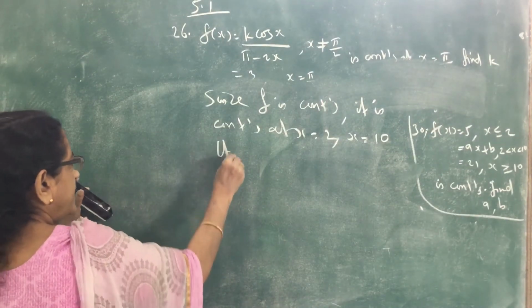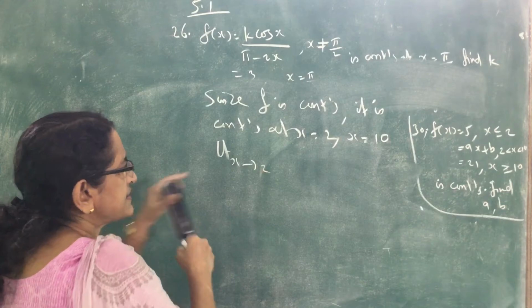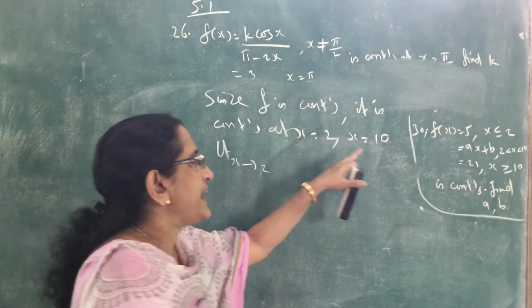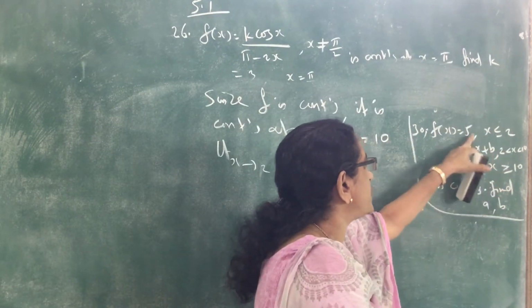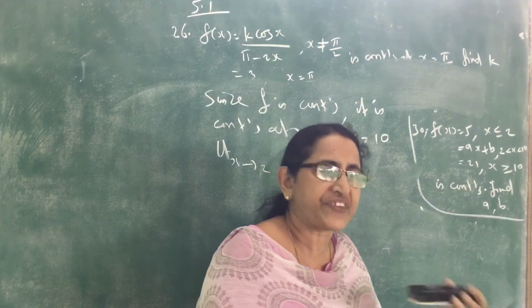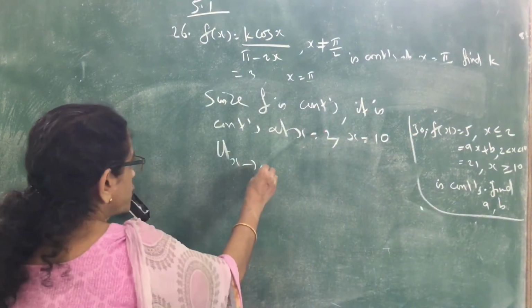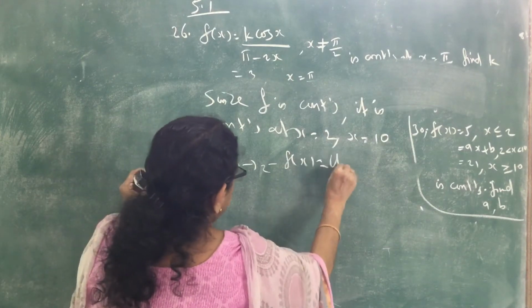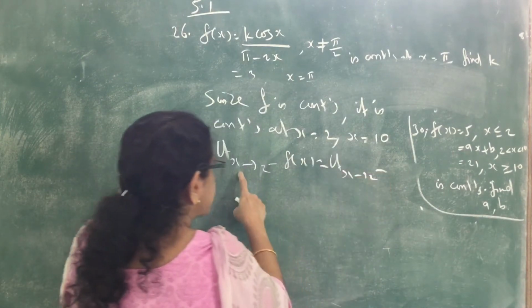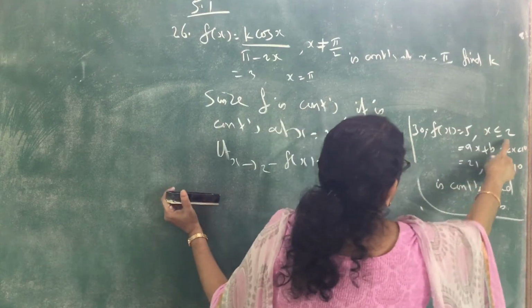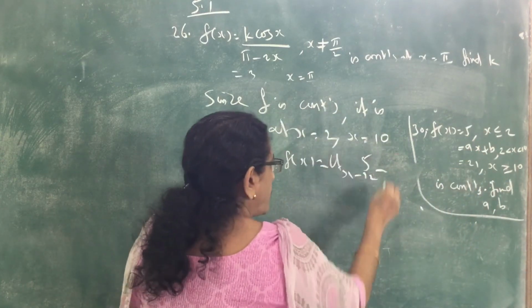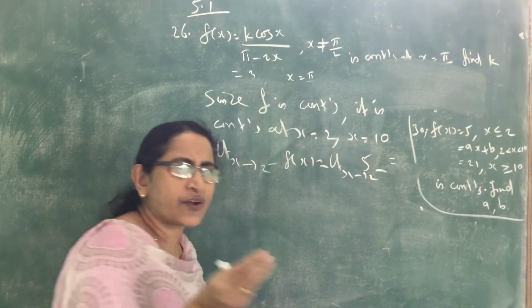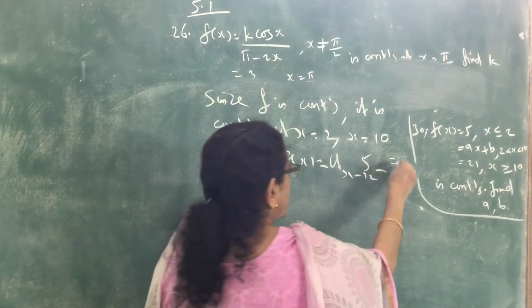Since when we consider x equal to 2, x less than 2 and x greater than 2 have different values, we have to consider both left and right limits. So limit x tends to 2 minus f of x, that is, limit x tends to 2 minus, when x less than 2, the value of the function is 5. Since it is a constant, we get the limit also 5.